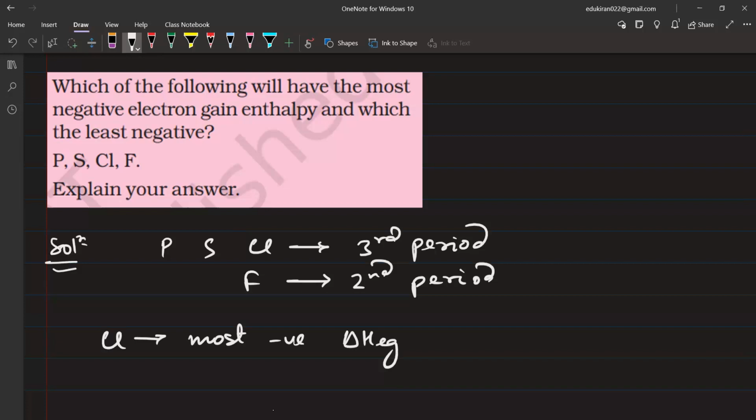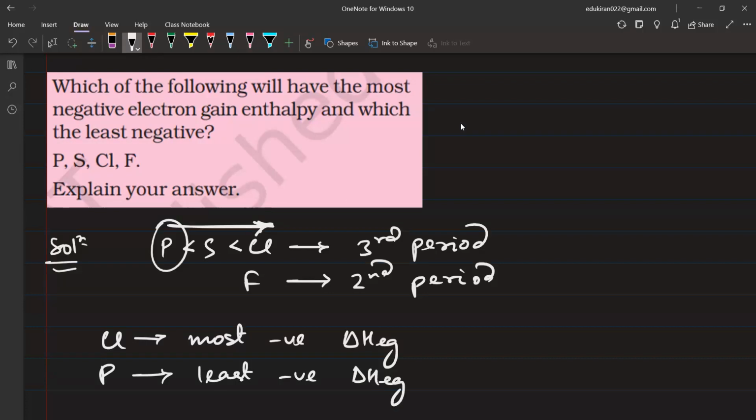All of you remember, right? Why we did not take fluorine? Yes or no? Correct, guys? Okay. And obviously, since we are talking about the third period, if I move along the period like this, then chlorine will have the maximum, then sulfur, and then phosphorus. So phosphorus will have the least negative delta HEG.